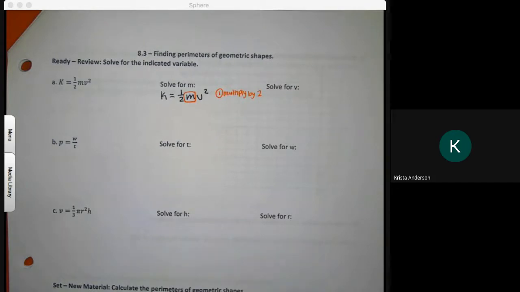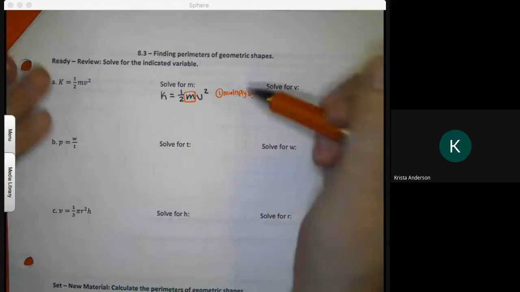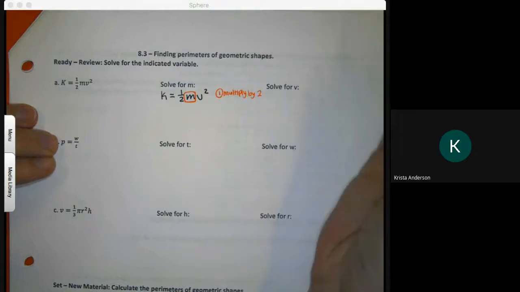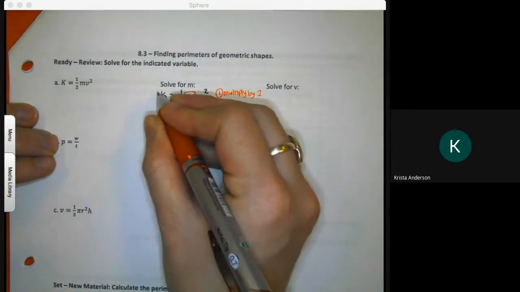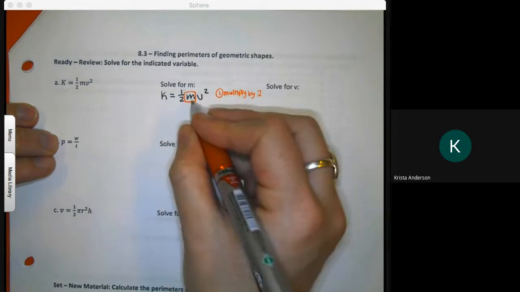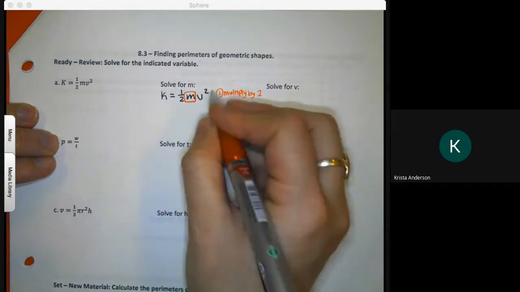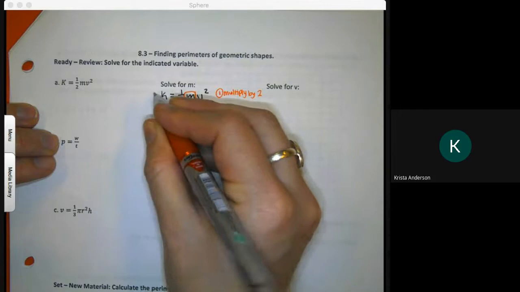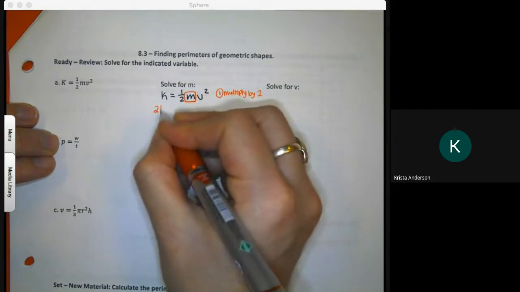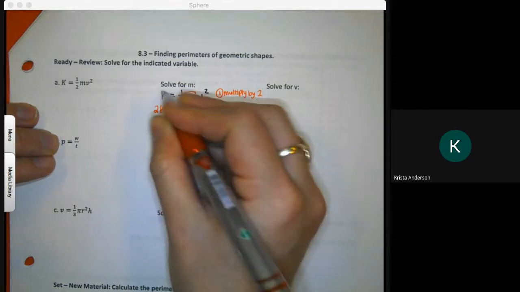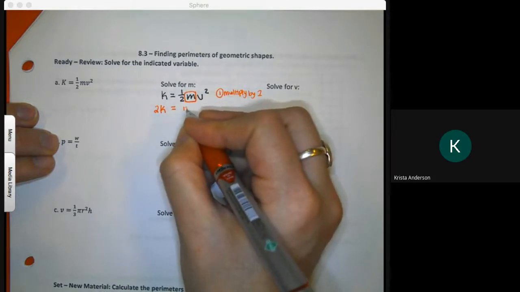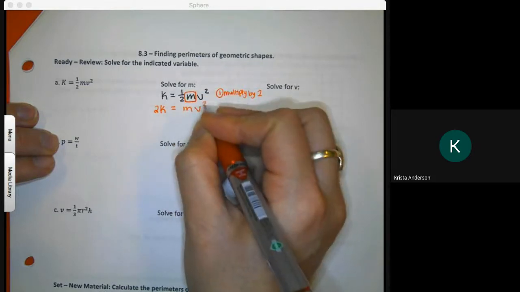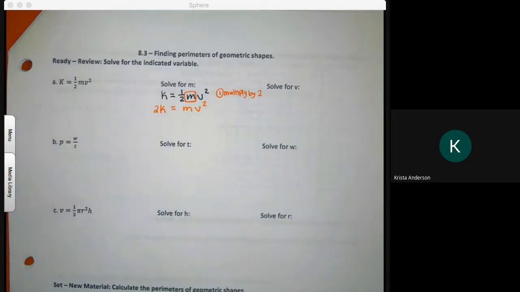The 1/2. I want to get rid of this 2 on the denominator, so I'm going to multiply by 2 and it will cross off, which will leave me 1mv over 2, v squared, and the k will also be multiplied by 2. So multiply by 2, the fraction goes away. So I was getting rid of the fraction.